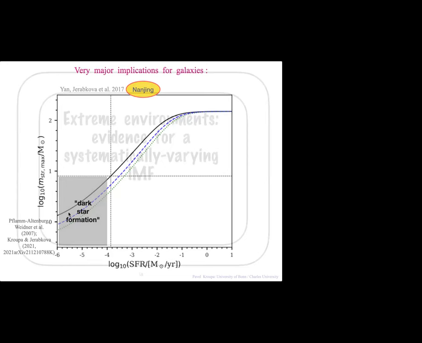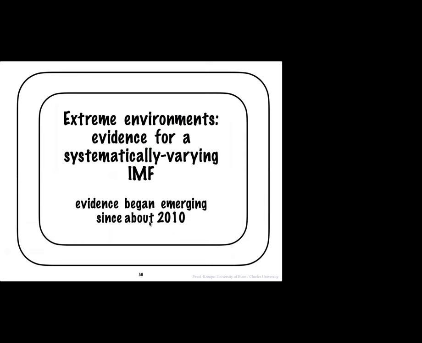And so, fairly recently, since about 2010, there has now become evidence that the IMF does vary. The shape does actually change. And this has even more profound implications for cosmology and understanding the high redshift universe.